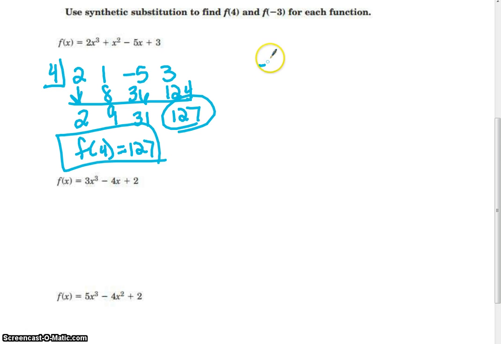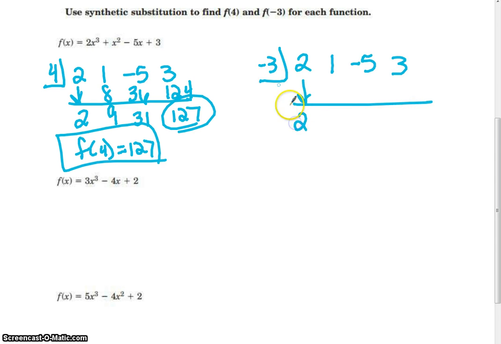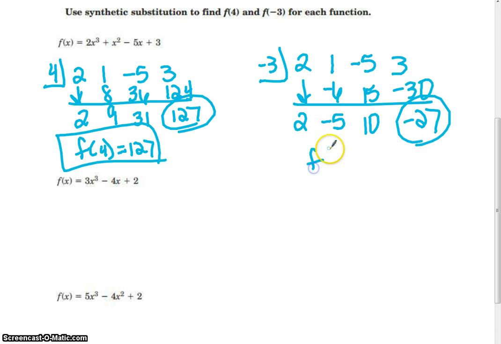Do it again for negative 3. It's still 2, 1, negative 5, 3. Bring down your 2. Negative 3 times 2 is negative 6. 1 minus 6 is negative 5. Negative 3 times negative 5 is a positive 15. Negative 5 and 15 is 10. Negative 3 times 10 is negative 30. So we have a negative 27 for the remainder, which means that f of negative 3 is equal to negative 27.